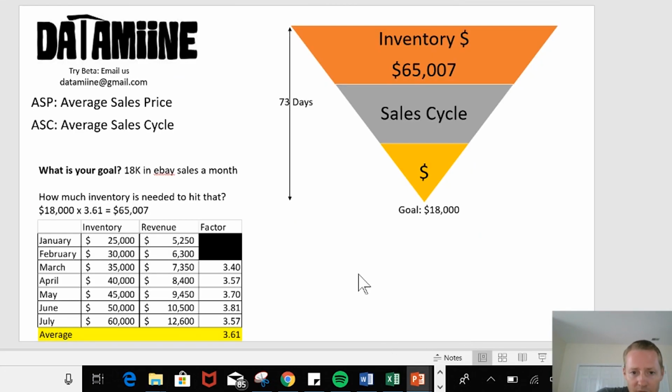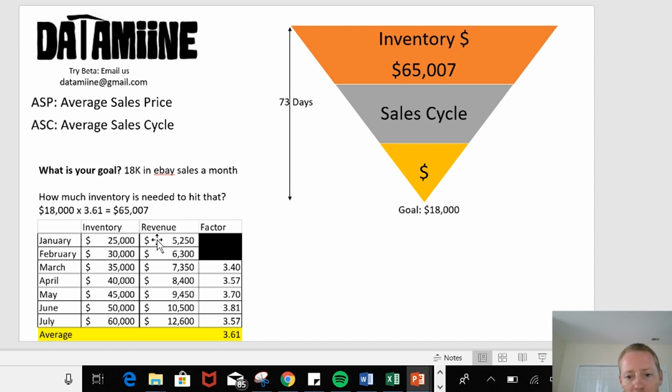So let's think about this from a business perspective. We have your average sales price. We have your average sales cycle, which for us is 73 days. What I challenge everyone to do on the first of every month is one simple thing. You go into DATAMiine and you see what your inventory on hand is. At the end of that month, you put your revenue in there.